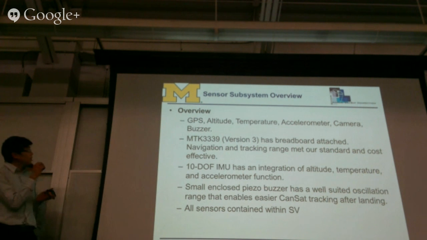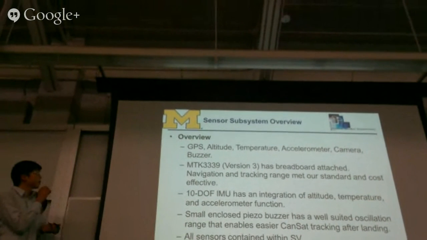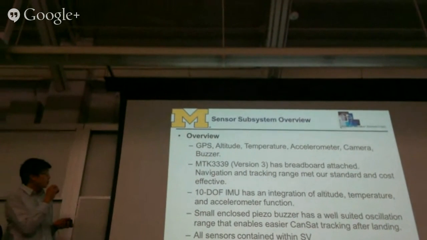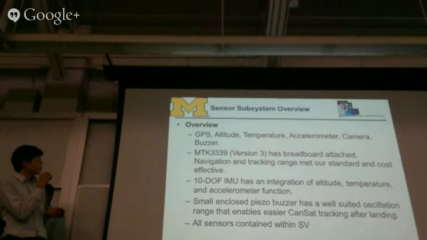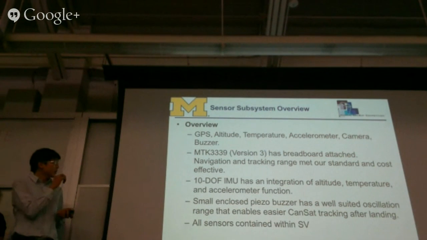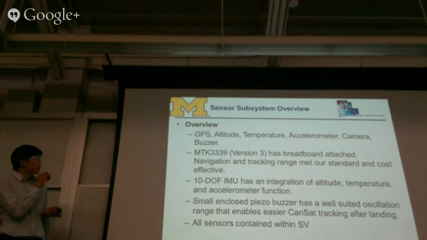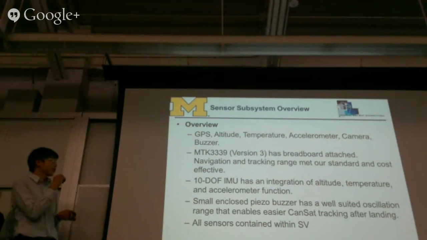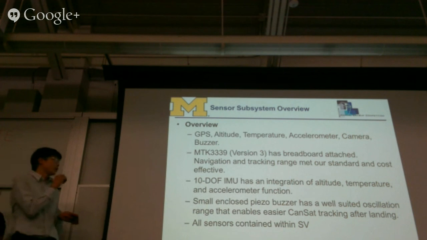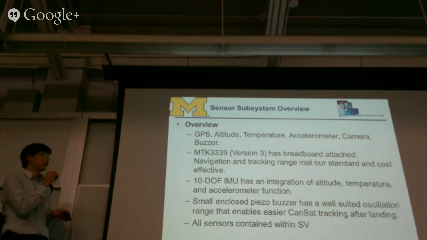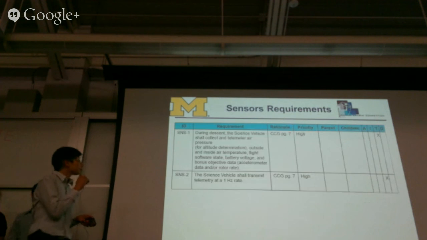We have chosen several sensors for our CanSat. One is GPS, altitude, temperature, accelerometer, and buzzer. The MTK 339 is our selection for the GPS sensor, and the 10 DoF IMU is our selection for the altitude, temperature, and accelerometer sensors. For our buzzer, we have chosen the small enclosed piezo buzzer. All sensors should be contained in the science vehicle itself.